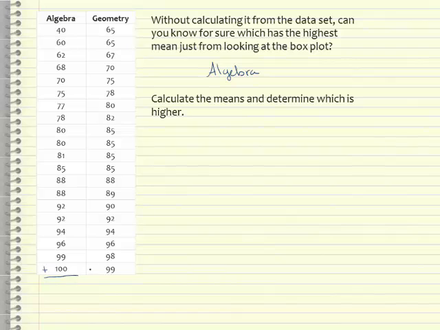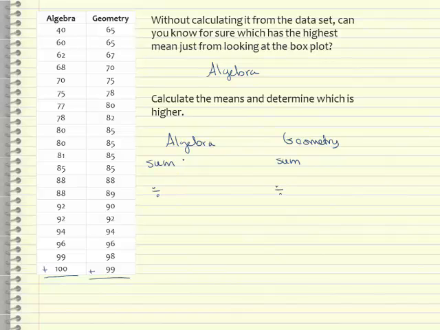So I'm going to add all of these numbers and all of these numbers, and then I'll divide by the number of numbers I add. Okay, so I'll have the sum for algebra and the sum for geometry, and then I'll divide by the number of numbers. So I'm going to do that really quickly. I'm just going to go down the list and add that.